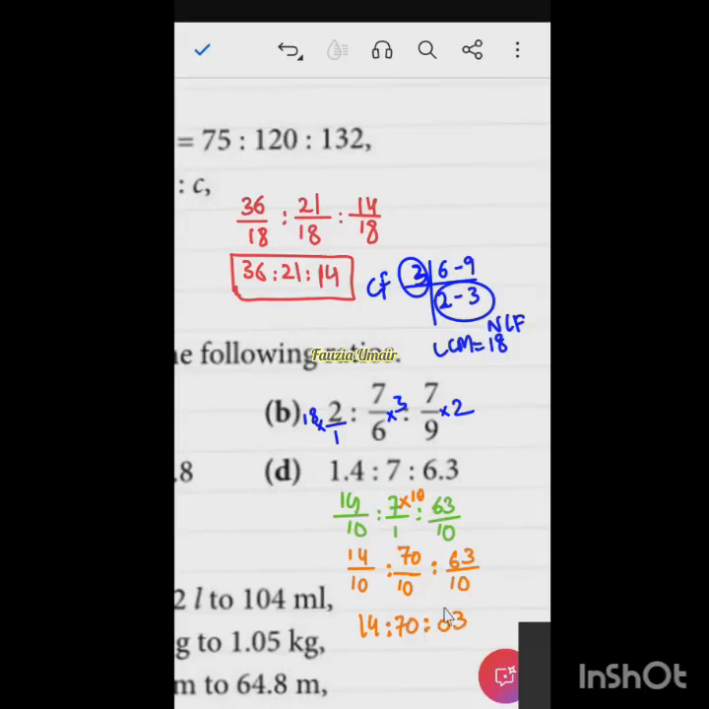So is there any number with which we can divide all three of them? Look carefully, 7. Very good. It can be divisible by 7. So 7 twos are 14, 7 tens are 70, and 7 nines are 63, right? So this is your answer. Is it clear, Abrish? Yes. All right.